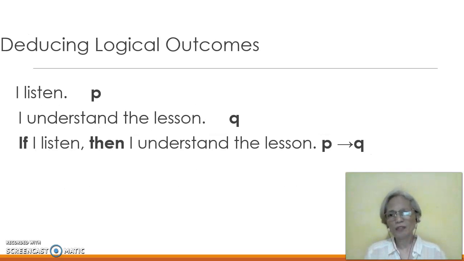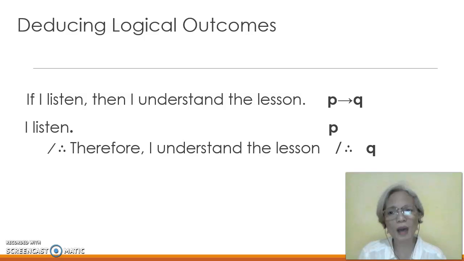Now, suppose we have these propositions. I listen, which we denote by P, and the proposition I understand the lesson by Q. Okay? So we could form the conditional form of these two propositions by saying, if I listen, then I understand the lesson, and denote it by P implies Q.